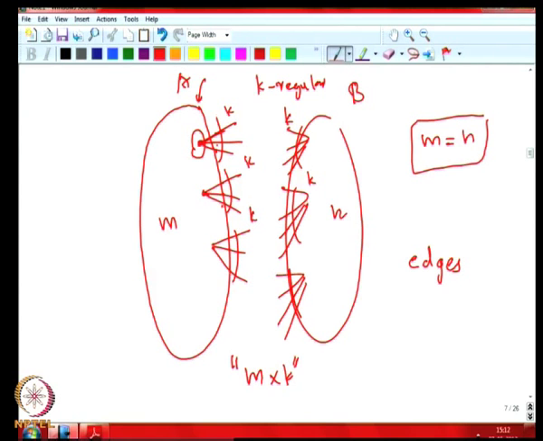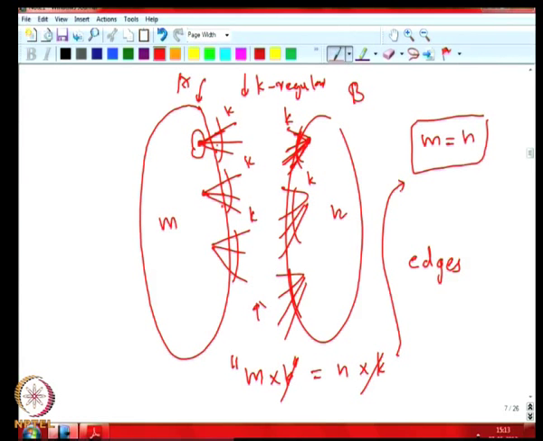Note that every edge has been counted. Why? Because each edge is incident on exactly one vertex on the A side, as the other endpoint is on the B side. And definitely the same edges we can count from the B side also. On the B side each vertex has k edges, so since there are n vertices on the B side, that is n into k. Since we are counting the same thing, the number of edges in the graph, these will be equal. So k cancels and we get m equal to n.